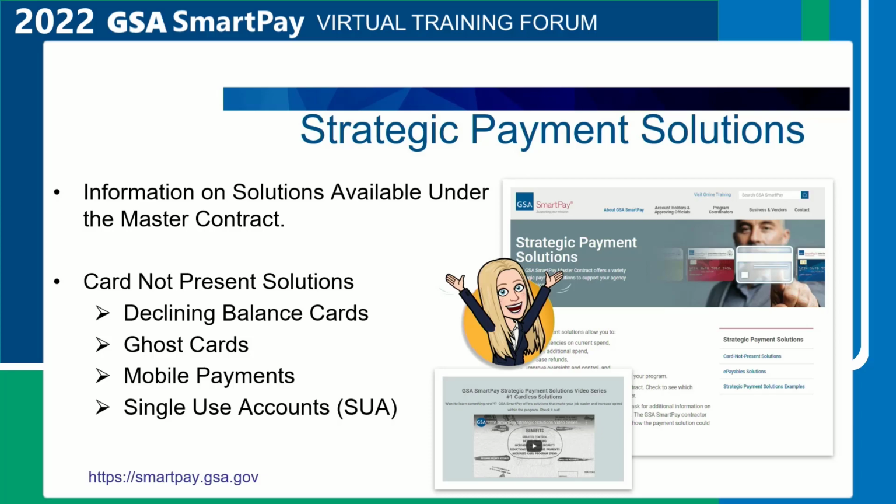There are 5 videos that help explain a few of the strategic payment solutions, including card not present solutions, the GSA SmartPay Tax Advantage travel card account, e-payables, contactless payment solutions, and virtual travel cards. Links to these videos are located throughout the website, as well as under multimedia on the GSA SmartPay website and additional training on the online training website.